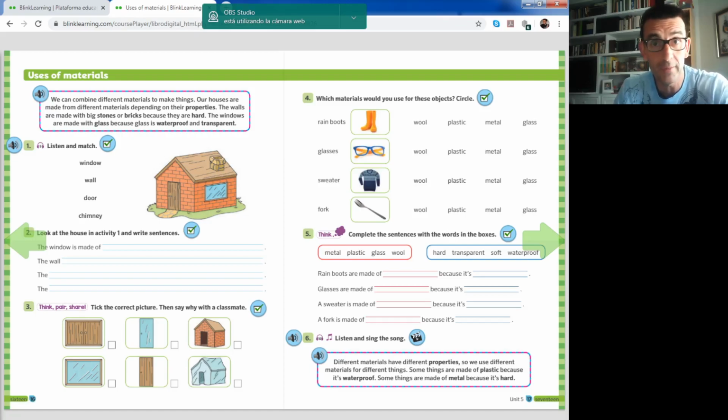Okay, we are talking about the materials and especially about the uses of materials. For that reason, please open your class book, page number 16 and 17. Okay, stop the video and go to your class book, page 16 and 17.